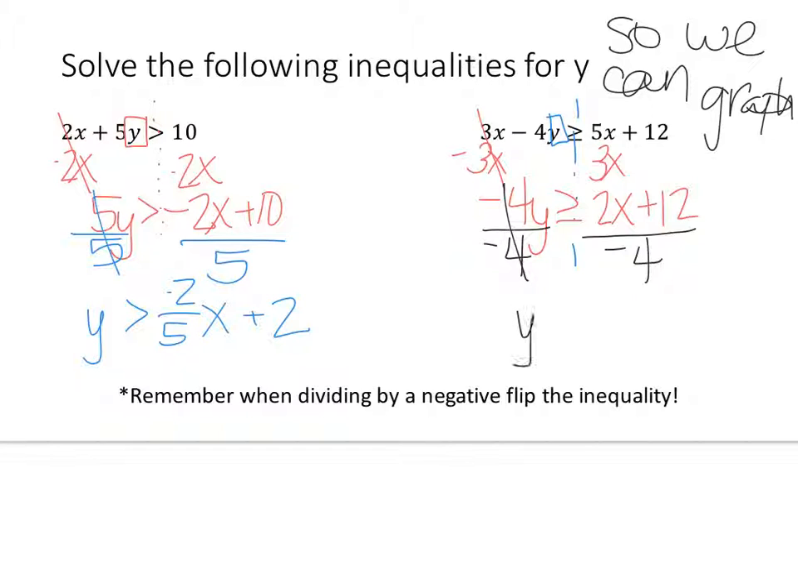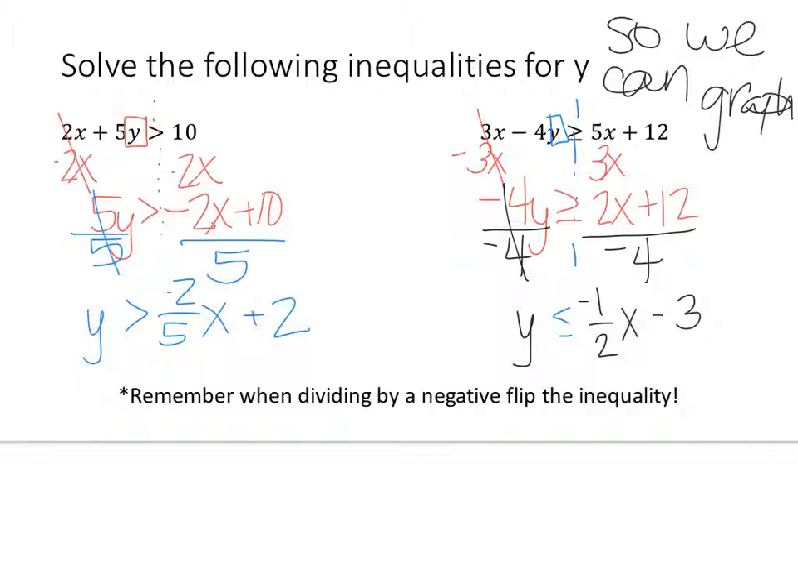So I'm left with y. I'm going to hold off on the inequality sign for now, but I do know that 2 divided by negative 4 is negative 1/2, and 12 divided by negative 4 is negative 3. And remember, I wrote down at the bottom, when you divide an inequality by a negative, you have to flip your inequality sign. So now I have that y is less than or equal to negative 1/2 x minus 3.